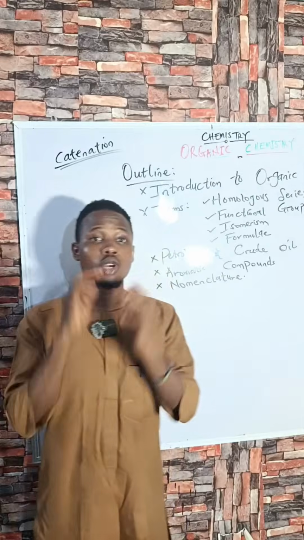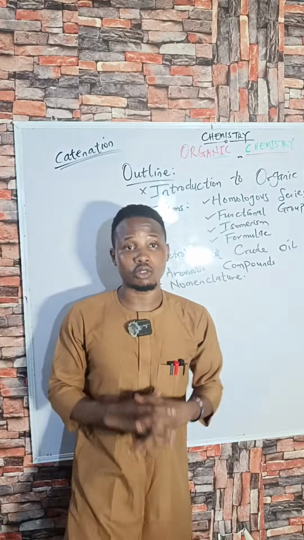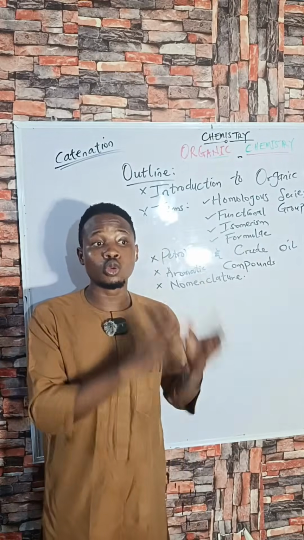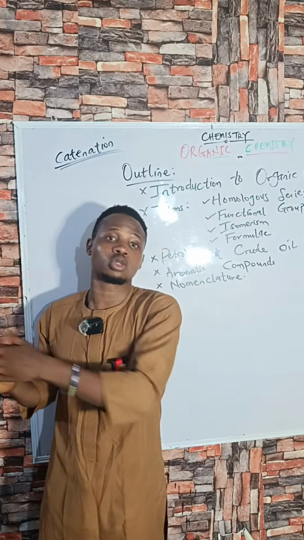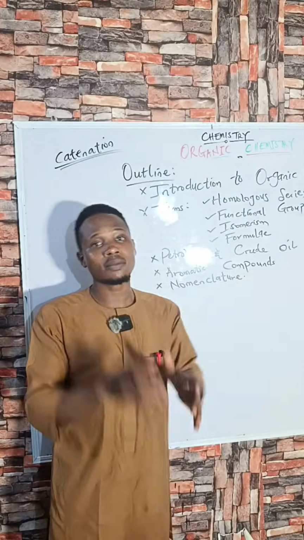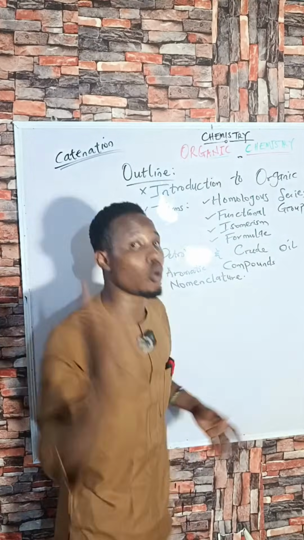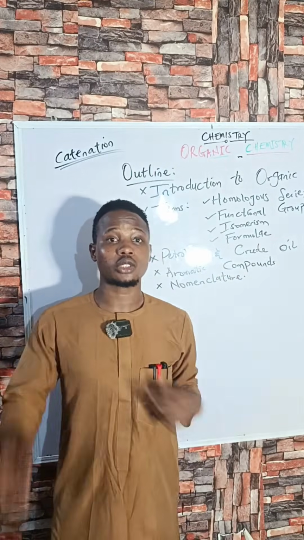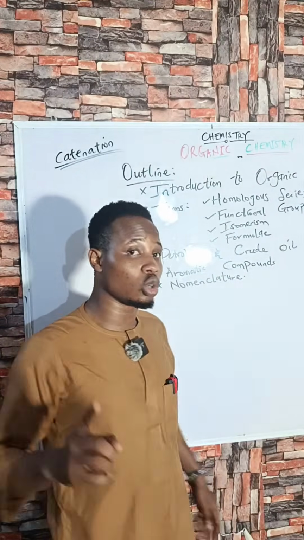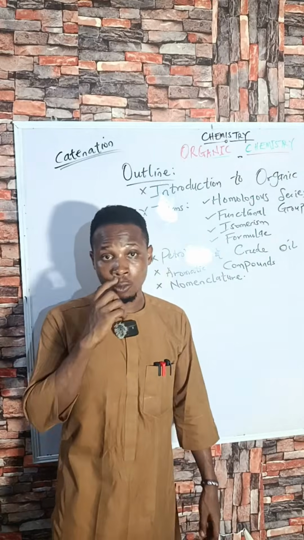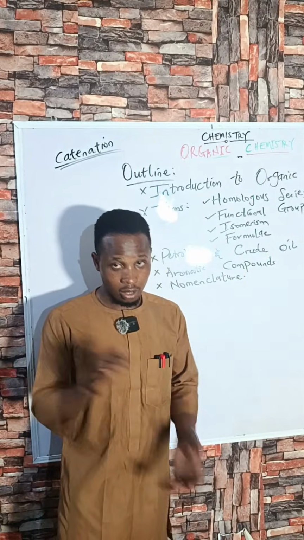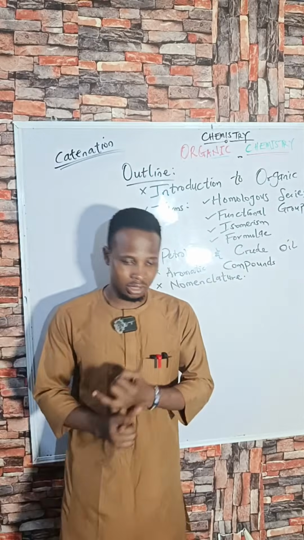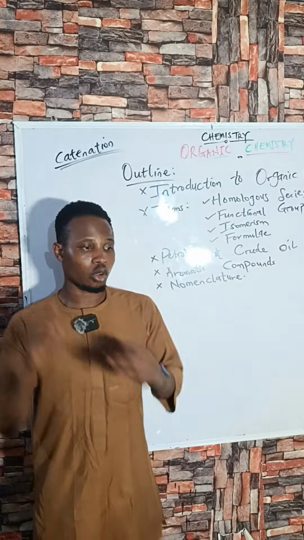So as such, we expect that according to the rule of solubility, like dissolves like. So soluble will dissolve soluble, insoluble will dissolve insoluble, polar will dissolve polar, non-polar will dissolve non-polar. So because organic compounds are generally non-polar and water is polar, they will not be readily soluble, if at all they are soluble in water. All right, that's the first thing we should know about the characteristics or properties of organic compounds.